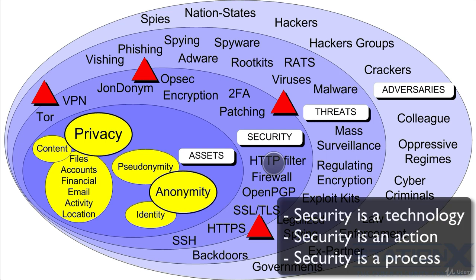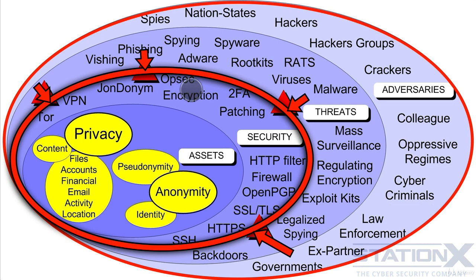So you must implement security controls to protect your assets, to ensure privacy and anonymity and pseudo-anonymity if you require it. Security is a technology, security is also an action, and it's also a process. It's very important to understand that security controls are not just technology. Security controls are also processes and actions. Your actions are in fact one of the most important security controls to protect your assets and mitigate threats and adversaries. The outcome of suitable security processes, actions, and technology is the protection of your assets, privacy, and anonymity.